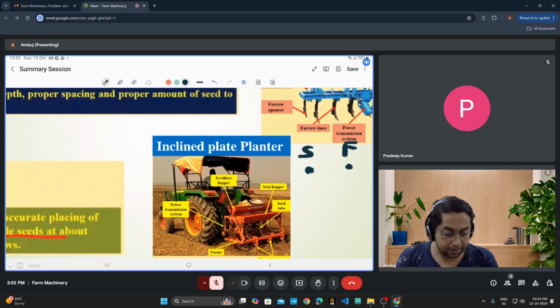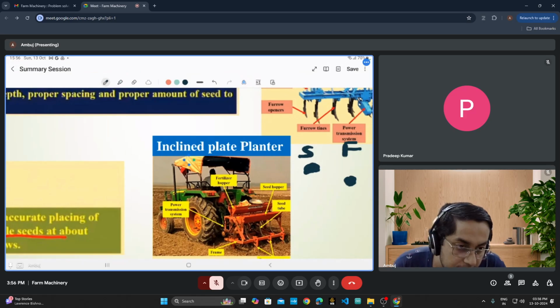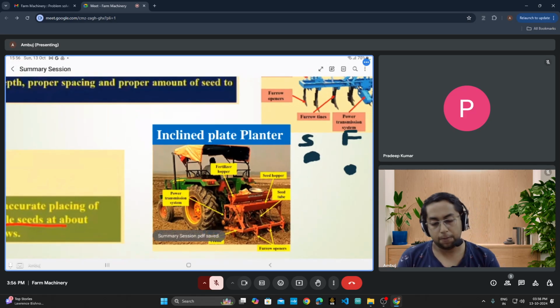The depth of the fertilizer placement would be somewhat more as compared to your seed. This is the thing regarding seed and fertilizer placement in your seed cum fertilizer drill. Whatever are the main points, I am just walking you through them.